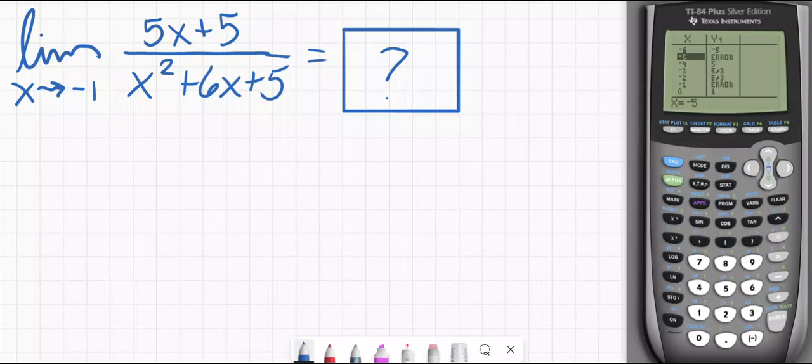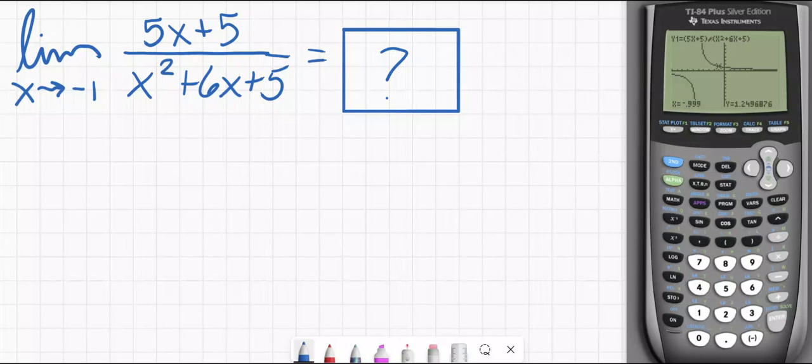So one thing we like to explore sometimes, because you can kind of see even on the graph, is that I can't plug in -1, but I should be able to get really close to -1. Like if I plugged in -0.999, I get something around 1.24-ish.